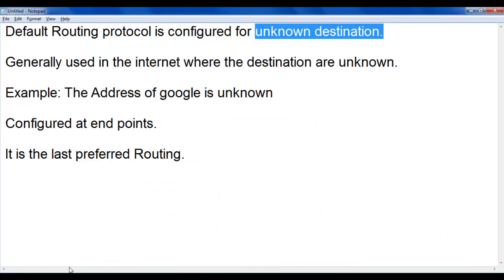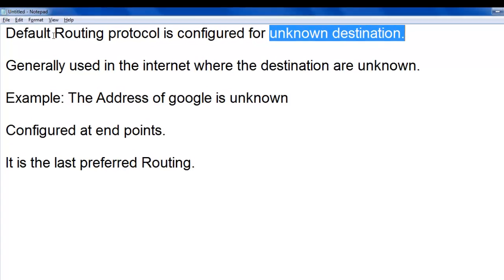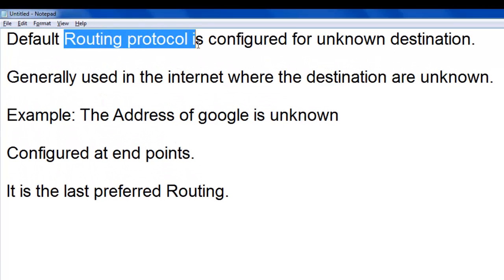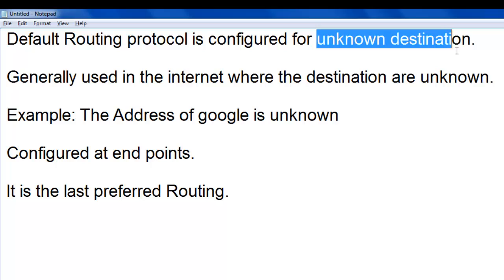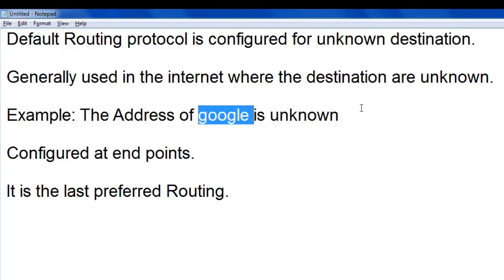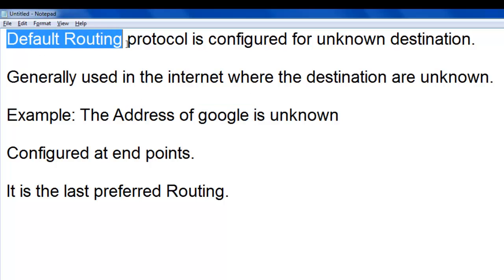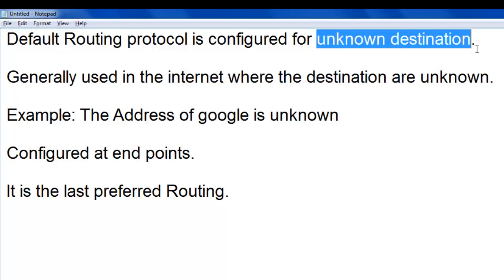Default routing is one of the routing types. It makes it easy to reach unknown destinations. Suppose our LAN network wants to communicate with the internet. We don't know the Google IP address or the Yahoo IP address. So when a network wants to communicate with a remote network via the internet, we need to use default routing. This is mainly used to communicate with unknown destinations.